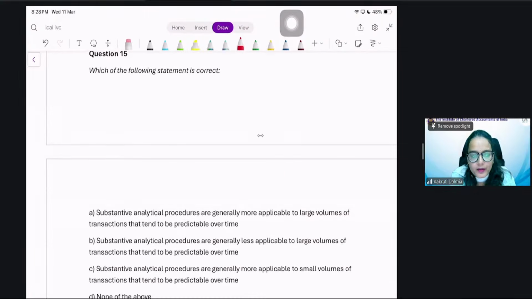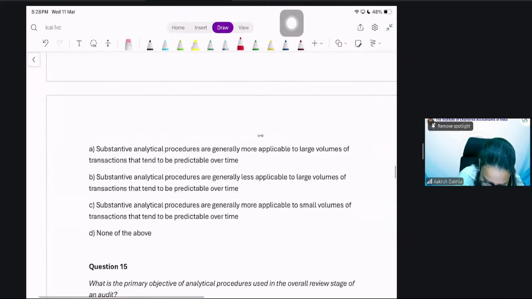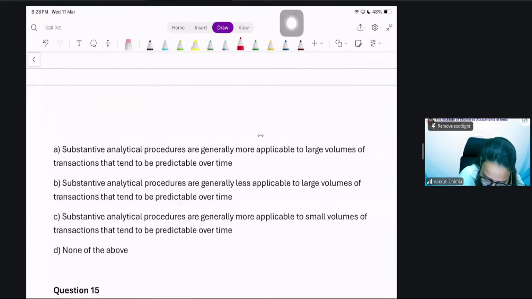Which of the following statements is correct? Substantive analytical procedures are generally more applicable to large volumes of transactions that tend to be predictable over time, or generally less applicable to large volumes of transactions that are predictable over time. More applicable to small volumes of transactions that are predictable over time. Which one is the correct answer? None of the above. Which statement is correct?